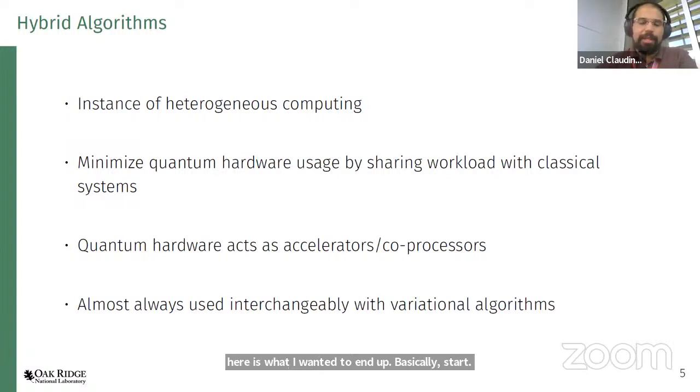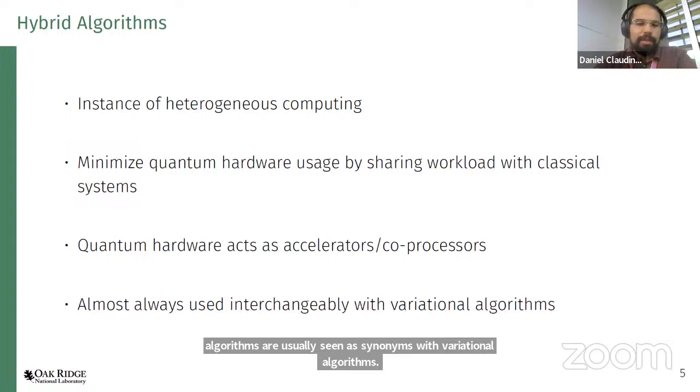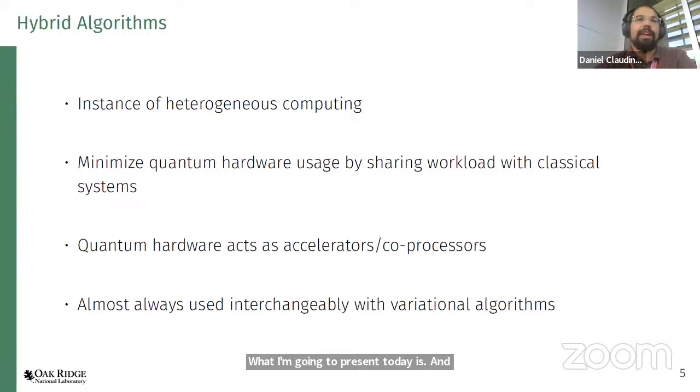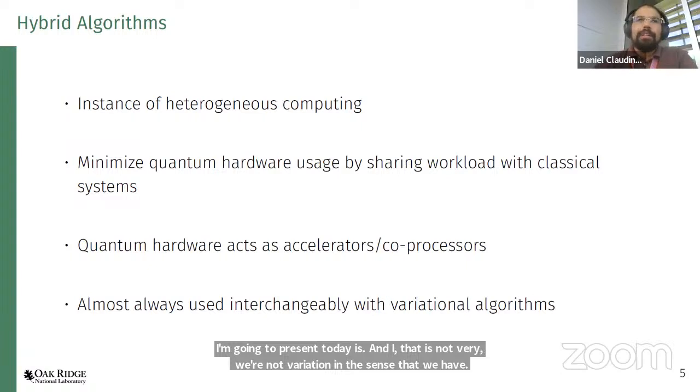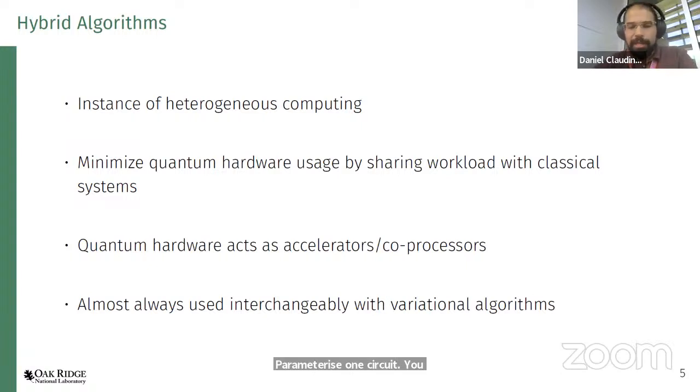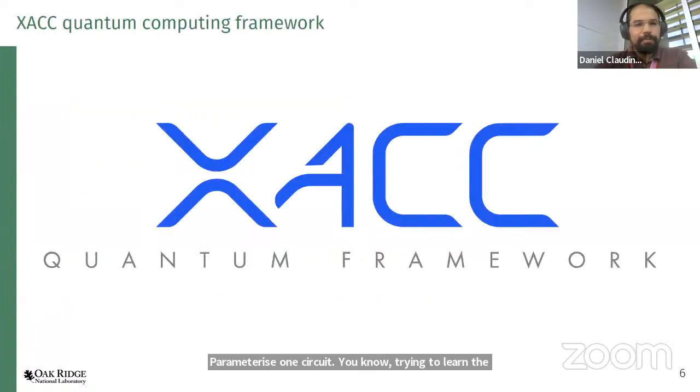And this last part here is what I wanted to start giving some crumbs about what I'm going to talk about, because hybrid algorithms are usually seen as synonymous with variational algorithms. What I'm going to present today is an algorithm that is not variational. We're not variational in the sense that we have a parametrized quantum circuit and then try to learn the best combination of those parameters.